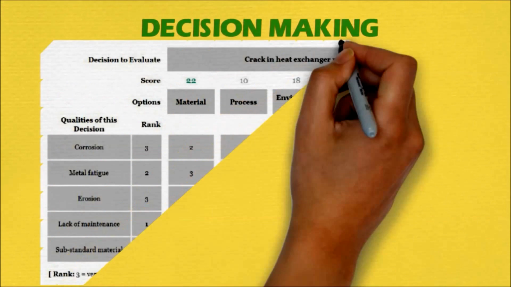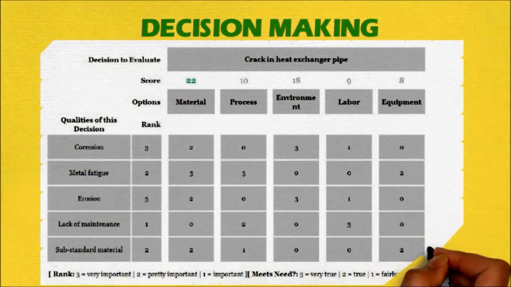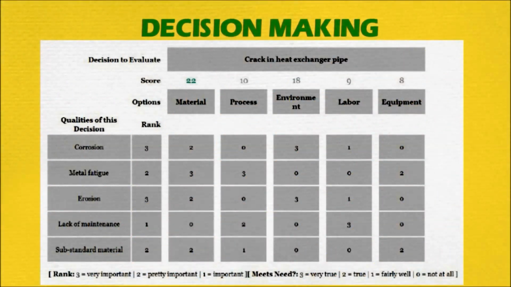For the decision making process, we have constructed a decision matrix table to identify the root cause for the crack in the heat exchanger. The qualities of this decision that we listed are corrosion, metal fatigue, erosion, lack of maintenance, and substandard material. And the options we have are material, process, environment, labor, and equipment. We found that material has the highest score, 22, and we choose that as the root cause of the crack in the heat exchanger pipe.